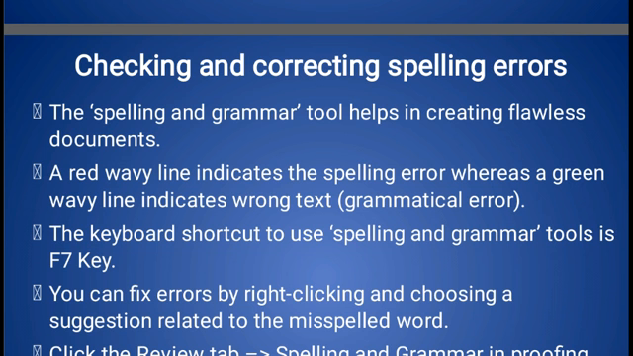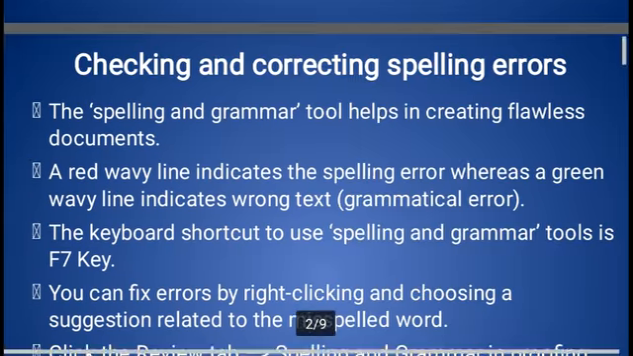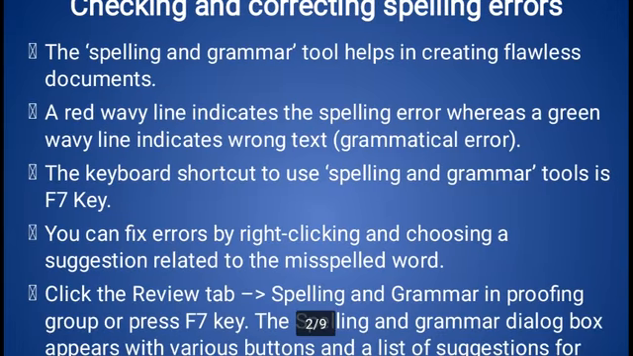So you can see checking and correcting spelling errors. The spelling and grammar tools help in creating flawless documents. A red wavy line, this thing is important. The red wavy line indicates the spelling error, whereas a green wavy line indicates the wrong text. We can say this is a grammatical error. So keep in mind, always a red line refers to a spelling mistake and a green wavy line refers to a grammatical mistake.